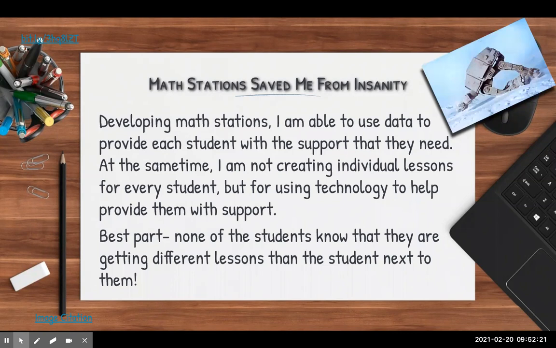So the best part is none of the students know that they're getting different lessons because it all looks the same. A lot of times it's because they're at a station with kids who are also getting that lesson because they're all at the same level. So even if they were to ask their buddy next to them, hey, how'd you do number 5 on the computer? The kid's like, oh, I did this, this, and this. And it started that conversation, which was great.